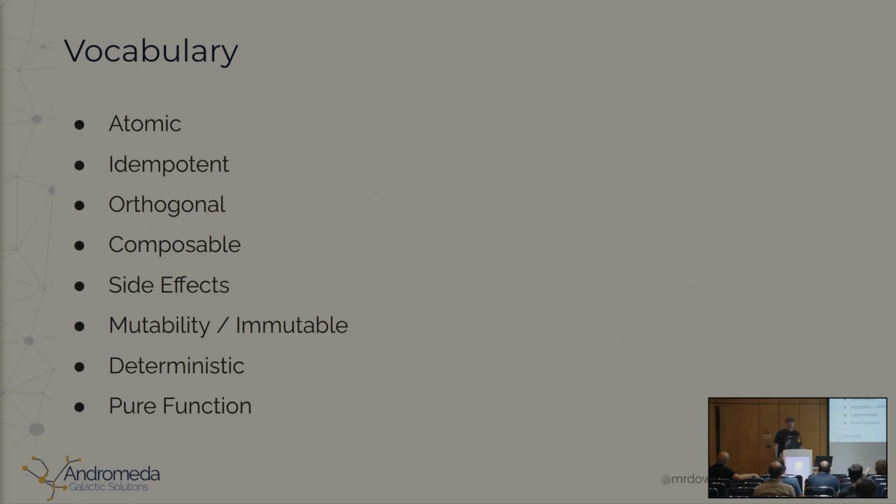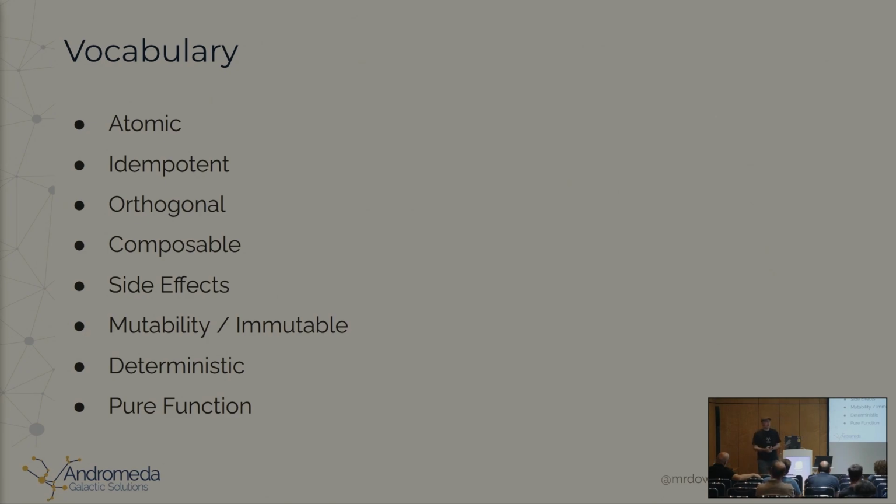Idempotent: multiple calls, same result. This also means stable. Orthogonal: I can change the implementation of one part of the system without impacting other things. Composable means that I can assemble in various different arrangements without side effects. A side effect is an unintended or unexpected change that happens as a result of intended operations. I have this thing that I want to do, and this other thing happens that I didn't expect.